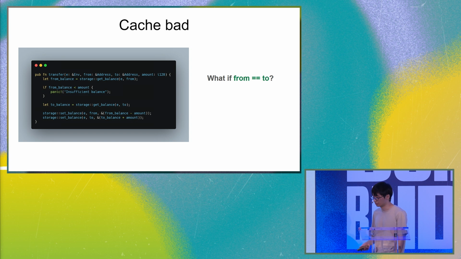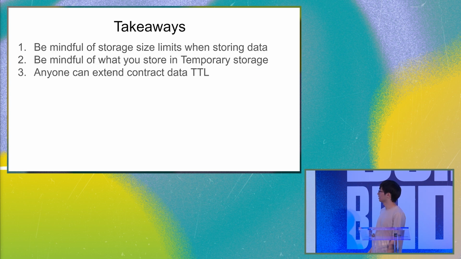And if you don't think carefully about what you're actually writing back to storage, you can easily shoot yourself in the foot. So yeah, 3 broad takeaways. Be mindful of storage size limits. Be careful what you put in temporary storage. And yeah, one other edge case, that anyone can extend the contract data TTL.